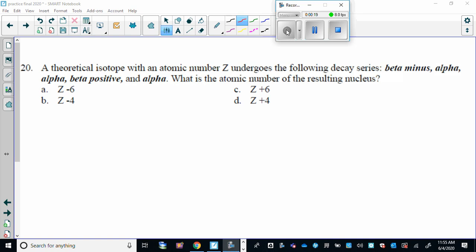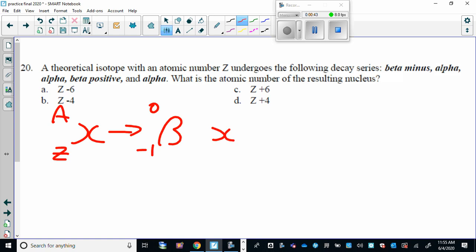So you can go through it one step at a time, but let's just do the first step, and then you should get the idea of how it works. If I have an element, it has an atomic number of Z. This is A. And the first one is beta minus decay, so this would be -1, and this would be a beta particle. And I've got to figure out what number goes down here, Z, to balance out the equation.